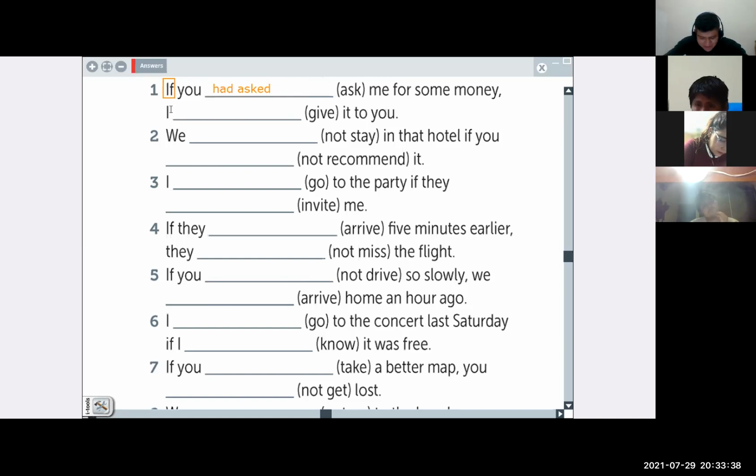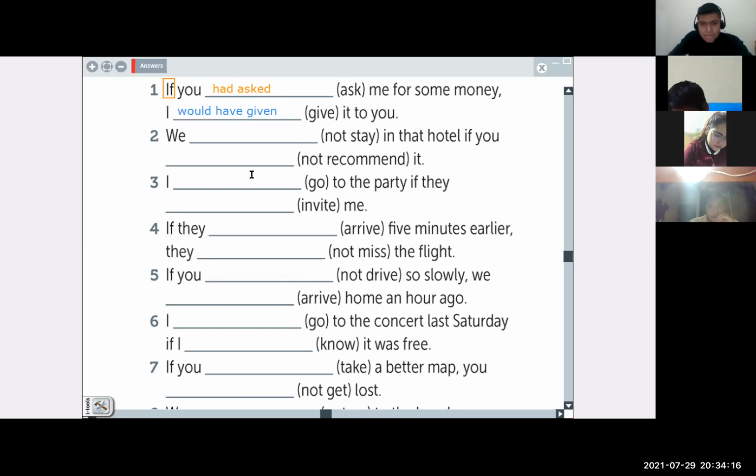Ay, esa sí no sé, teacher. I would, y después de would debemos ocupar, I would have, uhum, gave, gave es el pasado simple, en pasado participio. I don't remember this word, teacher. Given. Given. Okay.